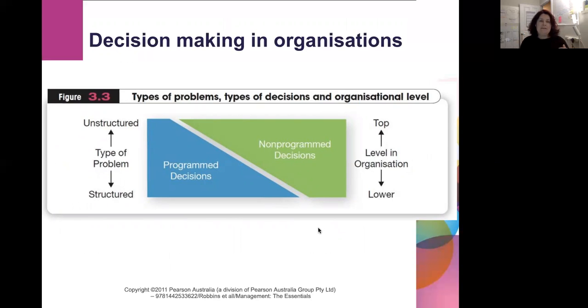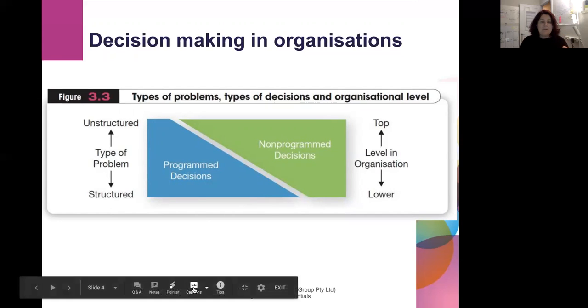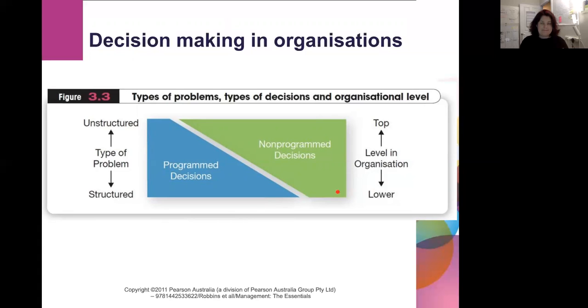And we've got a diagram here that maps out for us, generally speaking, the ratio of programmed to non-programmed decisions and the level of structured or unstructured problems you're likely to be dealing with, as a consequence of how high up you are in the organization. As you can see, generally speaking, the lower level of manager you are, the more time you would expect to find yourself making programmed decisions as opposed to non-programmed decisions.